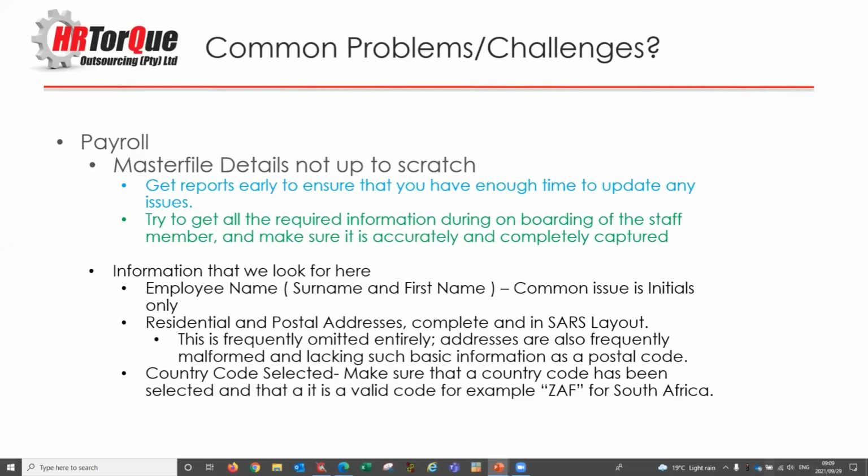Okay, so information that we look for is surname, first name, and not just initials. Often we find that people just supply initials. Residential and postal addresses. Now, while they may be the same, it does need to be in the complete SARS layout.